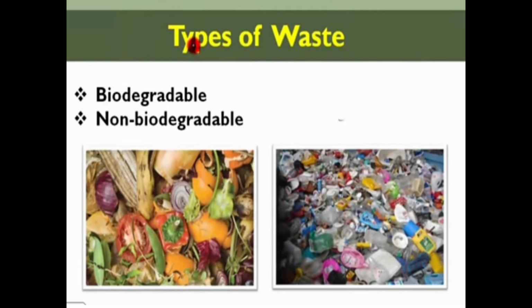Then there are types of waste. Waste is of two types: biodegradable and non-biodegradable. Biodegradable waste is the waste that can be broken down by organisms or bacteria. Non-biodegradable waste is the waste which cannot be broken down by bacteria or organisms. Here, this is the kitchen waste, which is biodegradable and can be broken down easily, and this is the plastic waste, which comes under non-biodegradable waste.